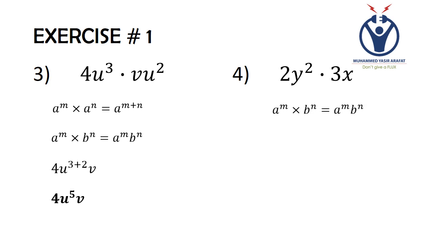Now in question number 4, as you see, you will find different variables with different powers. Again, no change will occur, only 3 and 2 will get multiplied with each other. 3 into 2 gives 6. So write x right before y square. So 6x into y square will be the end result.